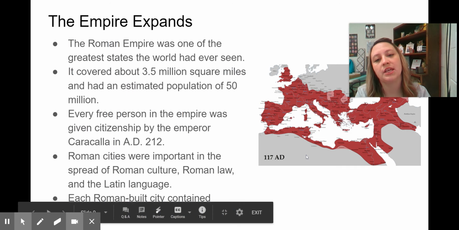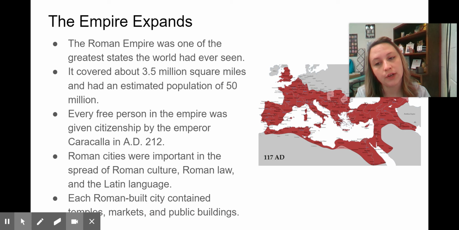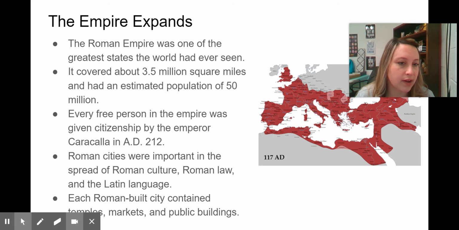So every free person in the empire was given citizenship by the Emperor Caracalla in AD 212. Roman cities were important in the spread of Roman culture, Roman law, and the Latin language. Every Roman-built city contained temples, markets, and public buildings. They would build bathhouses. A lot of the architecture and the culture is spread this way. There are still bathhouses, even in Britain, that are used or visited from the Roman empire.